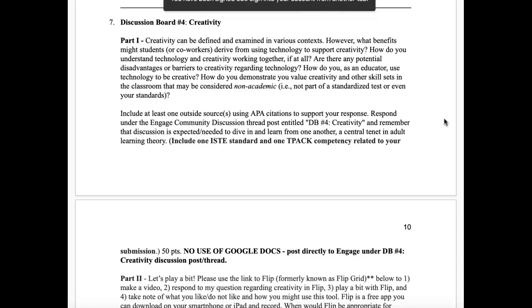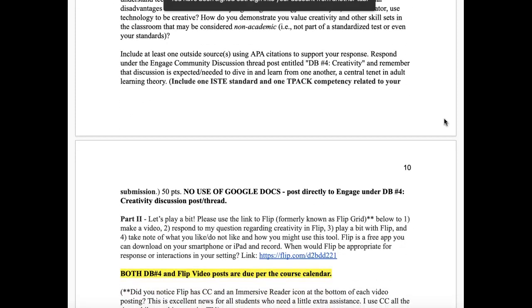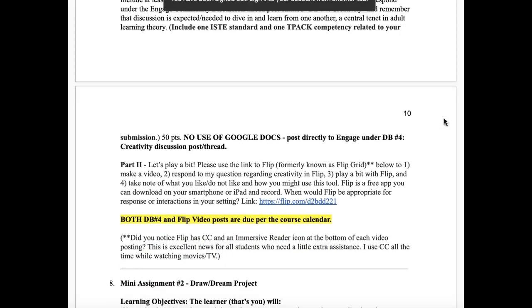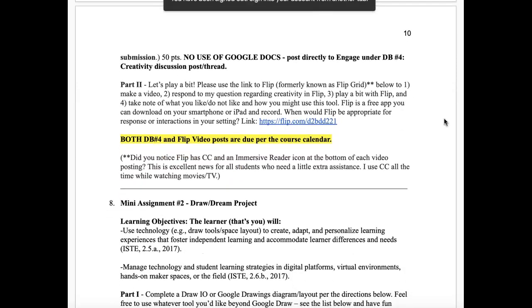Respond under the Engage Yammer community discussion thread posted entitled DB for Creativity. And remember that discussion is expected and needed to dive in and learn from one another, a central tenet in adult learning theory. Include one ISTE standard and one TPACK competency related to your submission. Please do not use Google Docs.